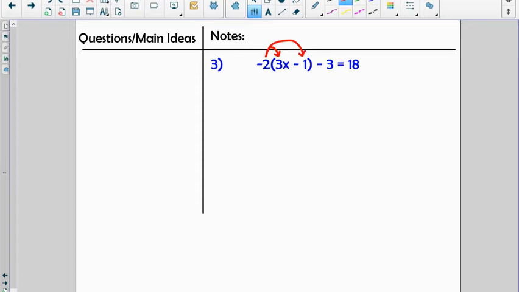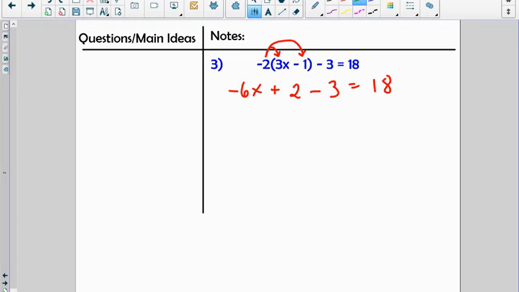So we multiply negative 2 times 3x, which is negative 6x. Negative 2 times a negative 1 is plus 2, because when you multiply a negative times another negative, you get a positive answer. Next, we bring down the minus 3 and equals 18. So our first step was the distributive property.